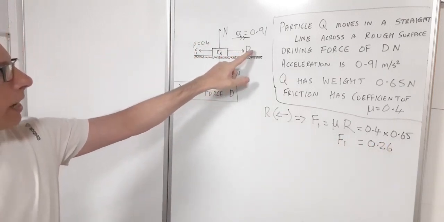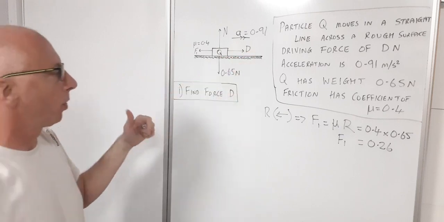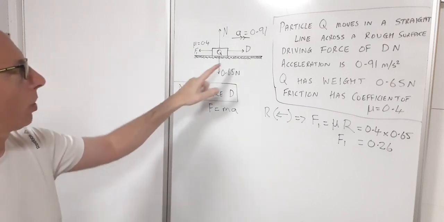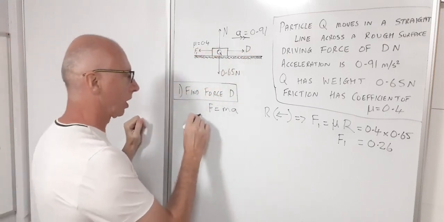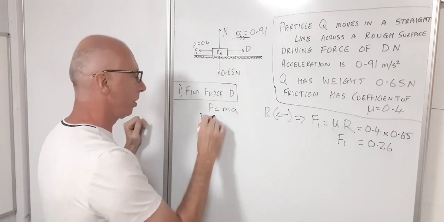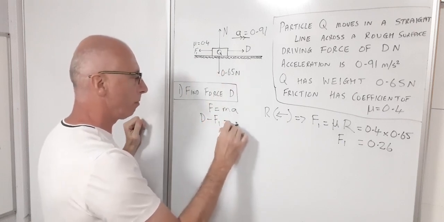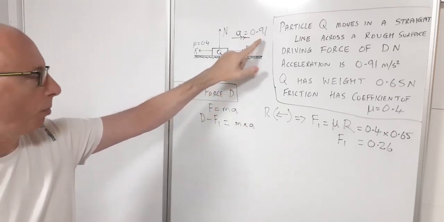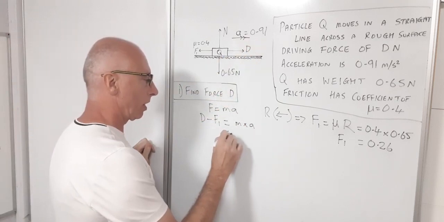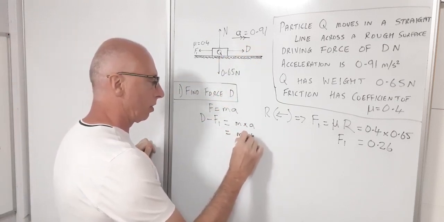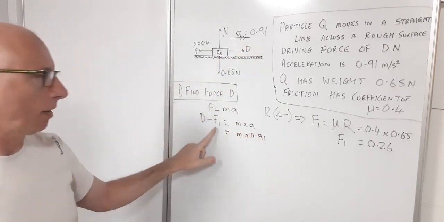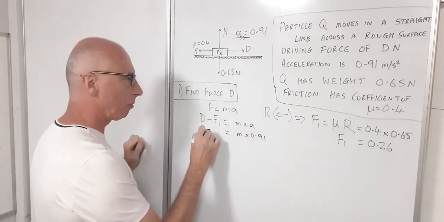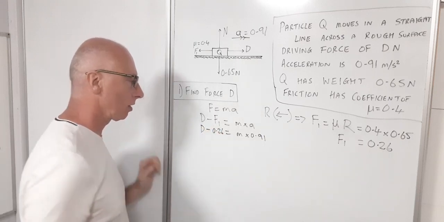Now, using Newton's second law, force equals mass times acceleration, we should get force D minus force 1 equals mass times acceleration. In this case acceleration is 0.91, so we can write mass times 0.91. Now force 1 we know is 0.26, so we can write D minus 0.26.